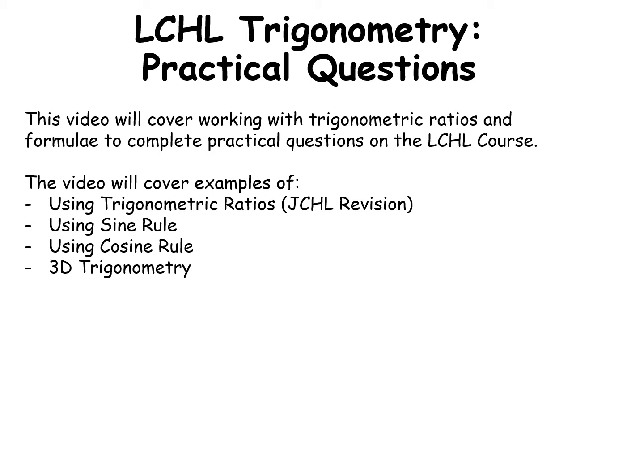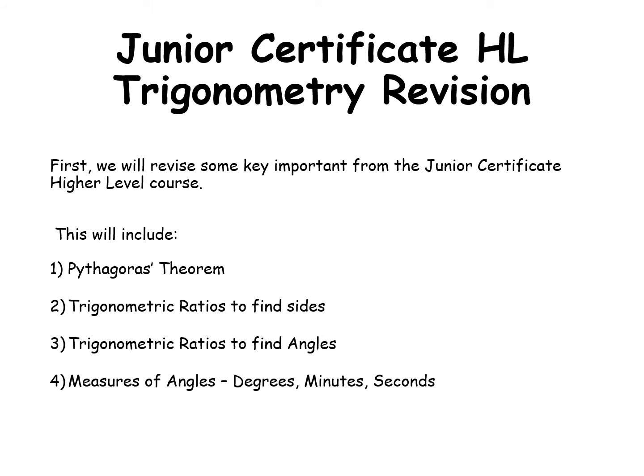But before doing any of those, we're going to revise the Junior Cert Higher Level course. So we're going to see how sine, cos and tan would have been used at Junior Cert Higher Level before building on it to see how we would use it at higher level. We're going to focus on 4 different elements of that: Pythagoras' theorem, using the ratios to find the sides, using the ratios to find the angles, and measures of angles, so in degrees, minutes, and seconds. We'll be going through some examples that will be really useful as we move into harder and harder questions.